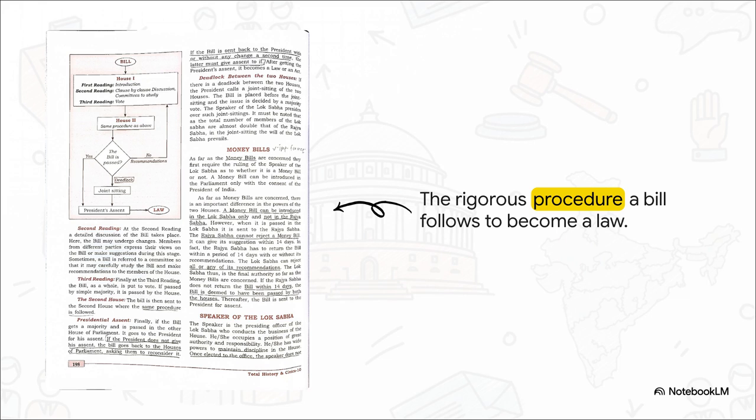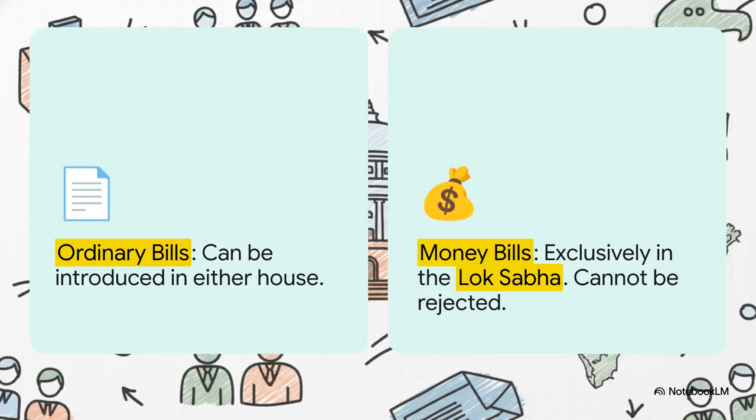Once a bill passes those 3 readings, it gets shipped over to the second house, the Rajya Sabha, where it faces the exact same rigorous process. It's only after a bill survives both houses that it finally lands on the president's desk. Once the president gives their assent and signs it, boom, that draft officially becomes a law of the land. There is, however, one massive exception to this rule, and it highlights a huge superpower of the Lok Sabha.